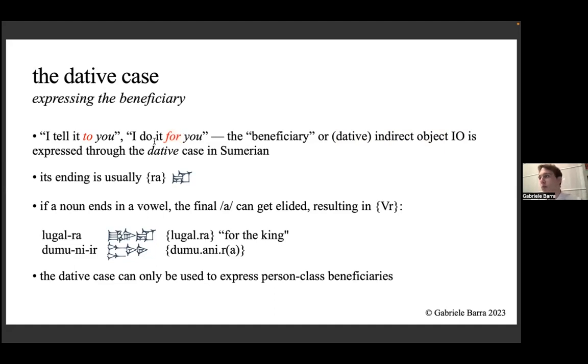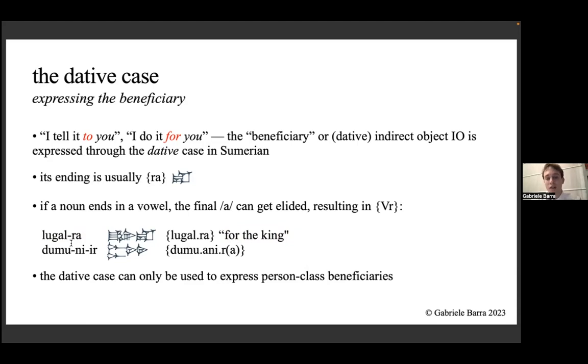That's why we can also call it the prepositional dative object. So the ending of the dative is usually ra. So ra, it's written like this. And so we have an example here, lugal again, which means king, lugal ra, for the king, plain and simple. However, because it's Sumerian, things are never plain and simple.